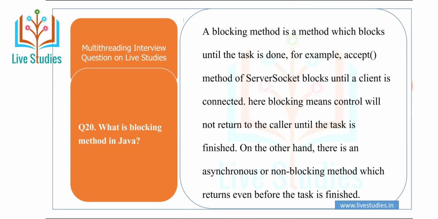Move to another question. What is a blocking method in Java? A blocking method is a method which blocks until the task is done. For example, the accept method of ServerSocket blocks until a client is connected. Here, blocking means control will not return to the caller until the task is finished. On the other hand, there is an asynchronous or non-blocking method which returns even before the task is finished.